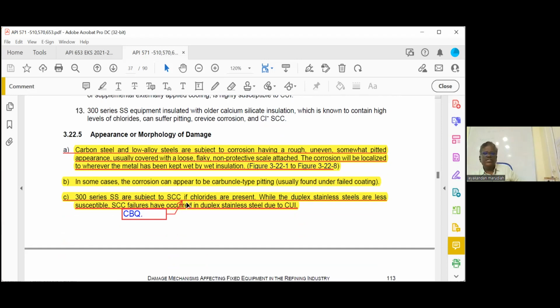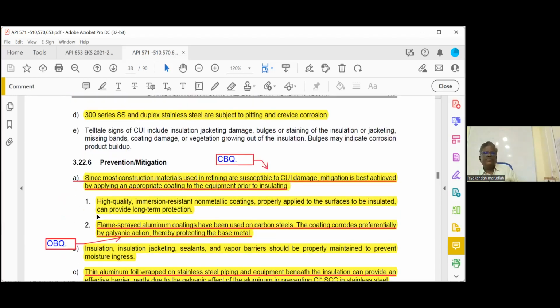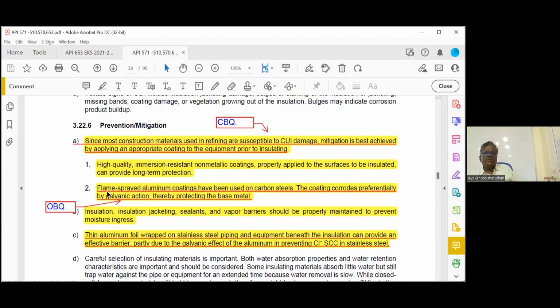300 series are subject to SCC, stress corrosion cracking, if chlorides are present, while duplex stainless steels are less susceptible. Then prevention. Since most construction materials used in refineries are susceptible to CUI, mitigation is best achieved by appropriate coating of the equipment prior to insulating. That is important. We have to properly coat the equipment. Then this is open book question.